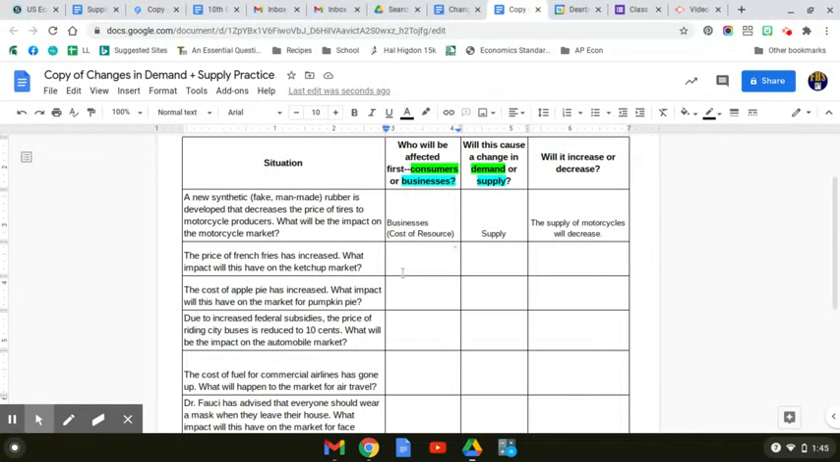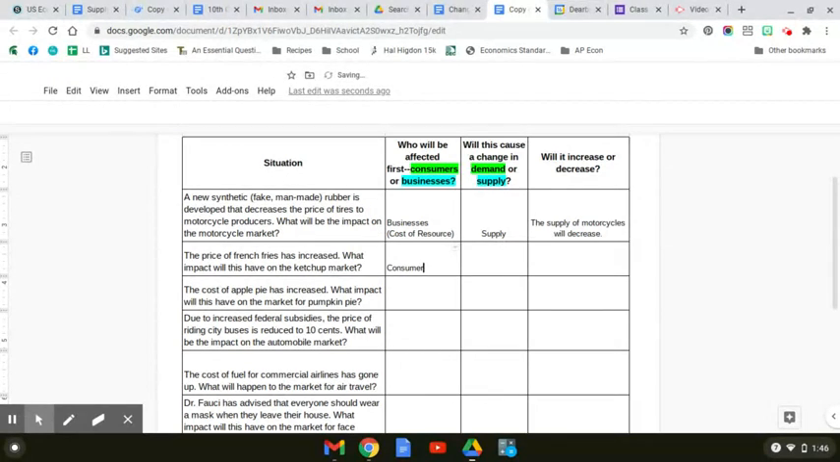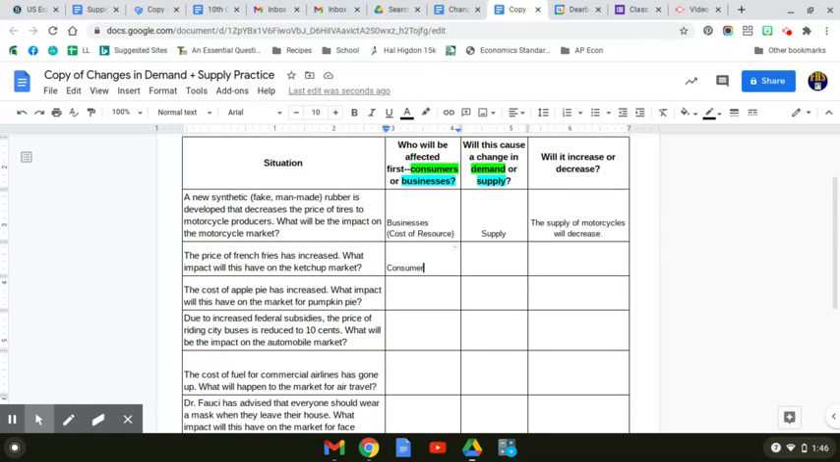All right. So for the second situation, it says the price of French fries has increased. What impact will this have on the ketchup market? You have to think about who is going to be buying both ketchup and French fries. That's going to be the consumer. There is some confusion sometimes about why it is the consumer. This is, again, where it's helpful to think about the shifter. If those two things are almost always going to be purchased together, that makes them complements.